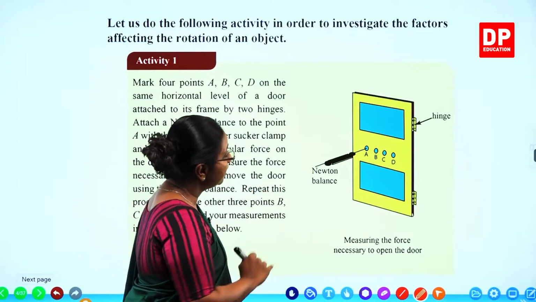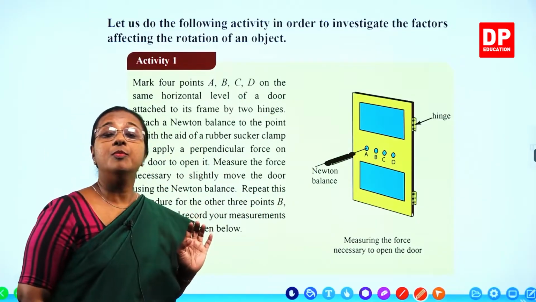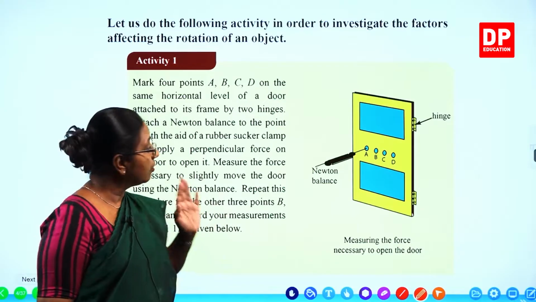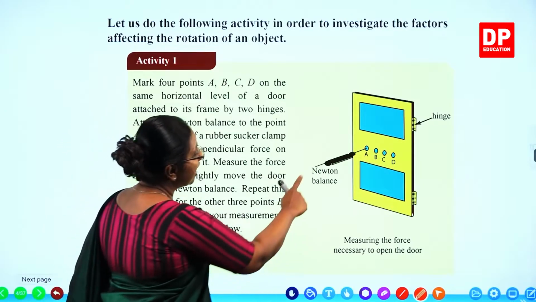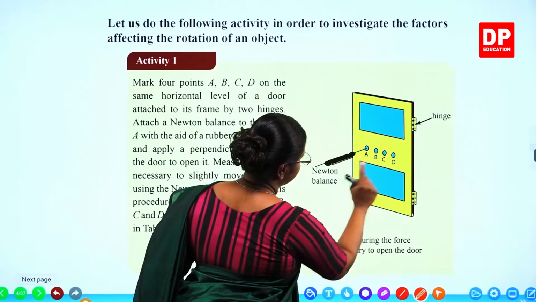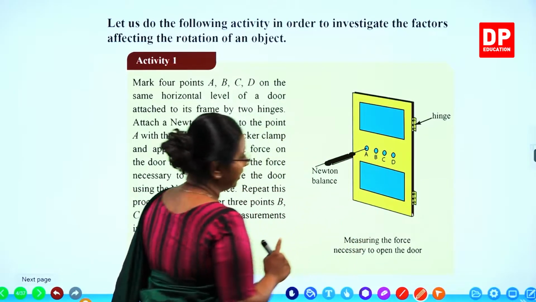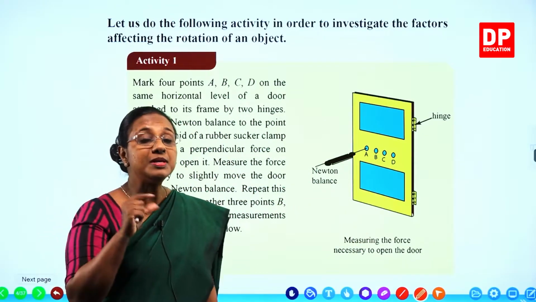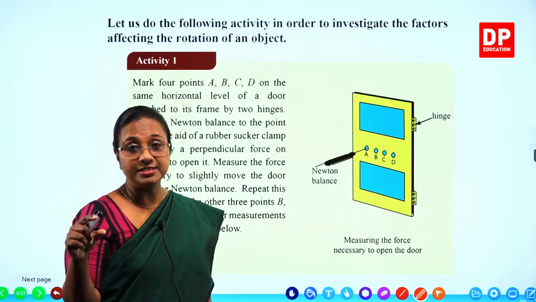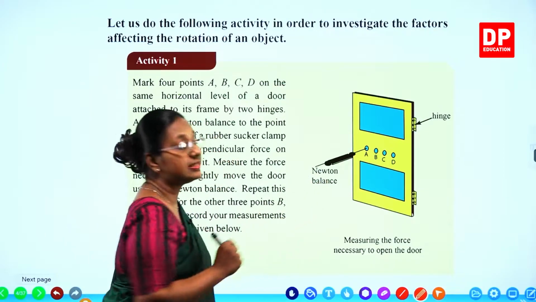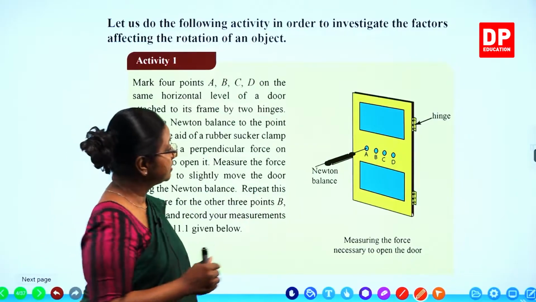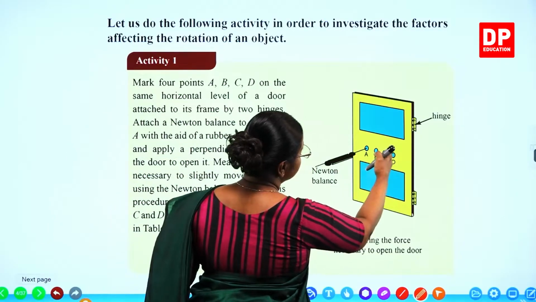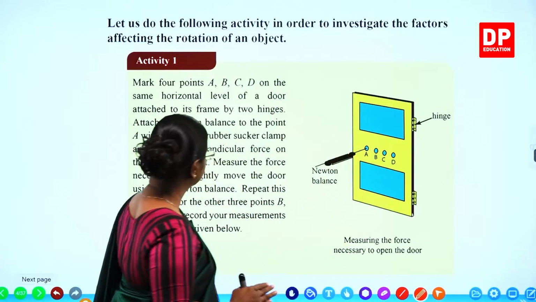observe. Then to understand this moment of force, or moment, what we will be doing is like this. You can see the points here, A, B, C and D. We fix rubber suckers to those points, each one 15 centimeter apart. Starting from the hinges side, or you can start from here.